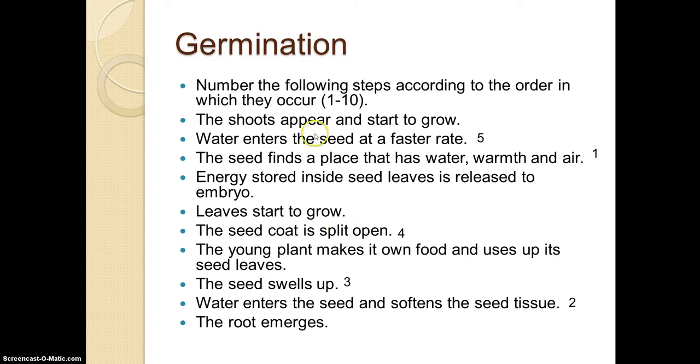5. Water enters the seed at a faster rate. 6. Energy stored inside the seed leaves is released to the embryo. 7. The root emerges. 8. The shoot appears and starts to grow. 9. Leaves start to grow. 10. The young plant makes its own food and uses up its seed leaves, which will then decrease. As it is using up the seed leaves, the mass of the seed leaves decreases.